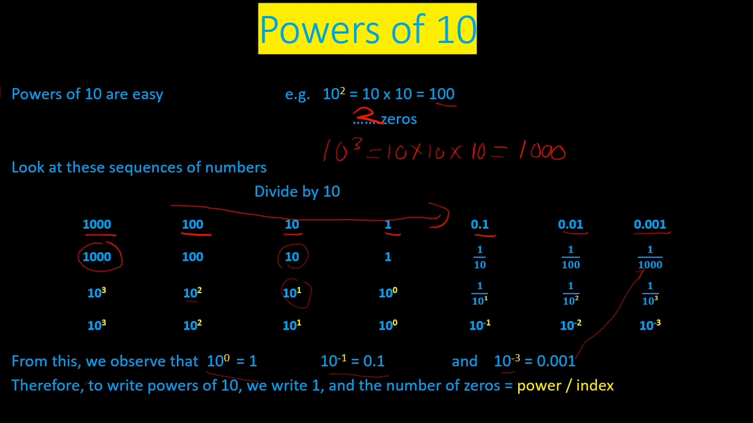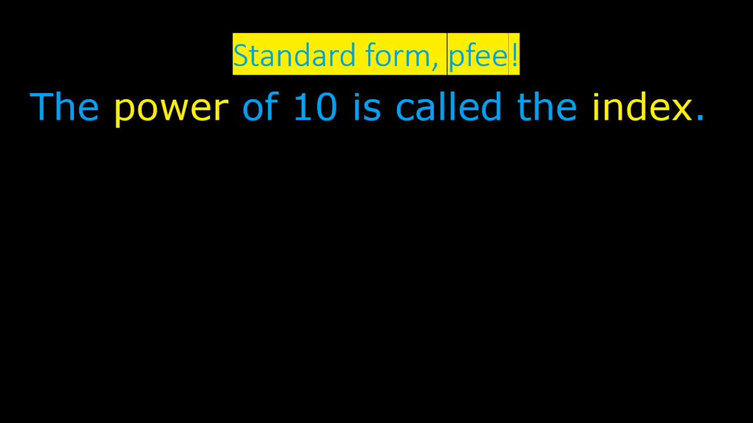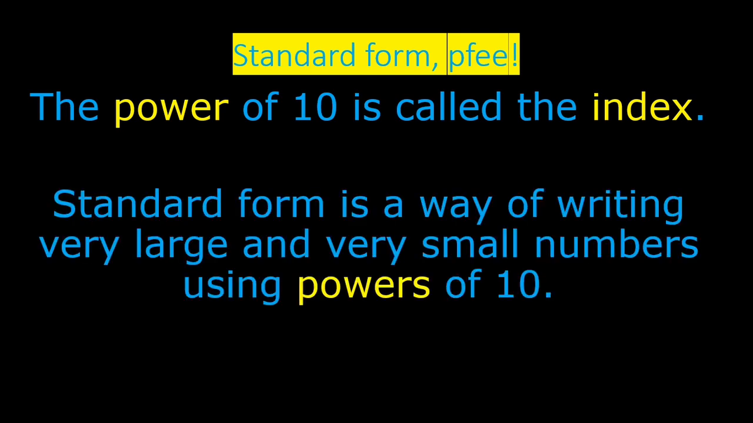For example, 10 to the power minus 1 is equal to 0.1. We're going to just have one decimal place going to the right. So the power of 10 here is what is called the index.